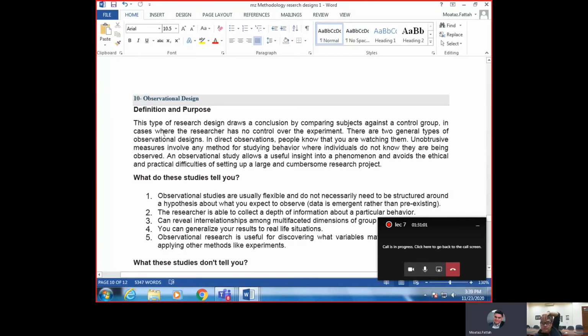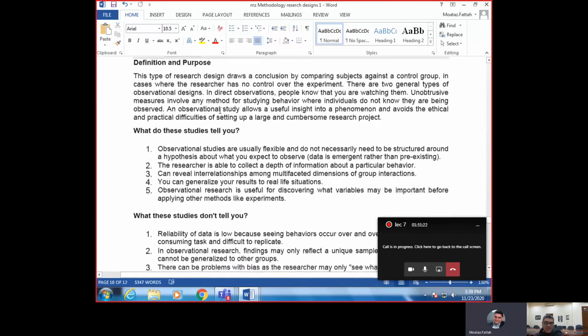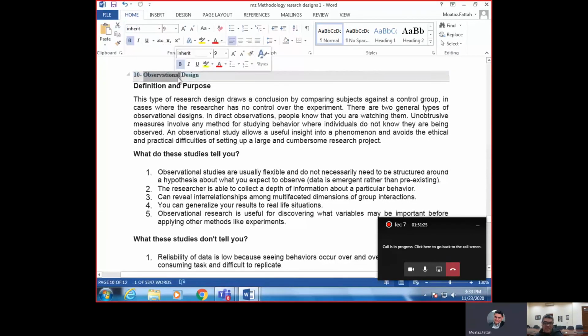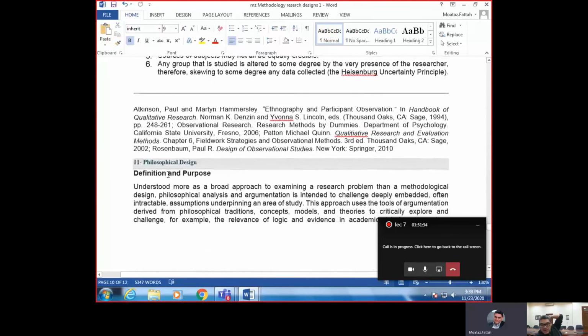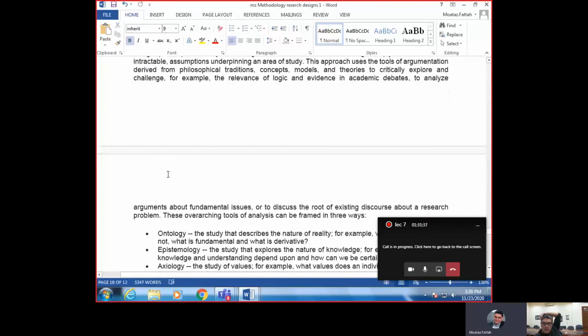Observational design draws a conclusion by comparing subjects against a control group in cases where the researcher has no control over the experiment. I wouldn't go through the details of that because this is really too detailed, and usually we don't do that much. But one thing to keep in mind is that you can do observational design without these details. You can observe the phenomenon, you can be part of the phenomenon, which I will be calling later on observation by participation. This is when we talk about how you collect your data, but I'm not talking about how to collect your data now.